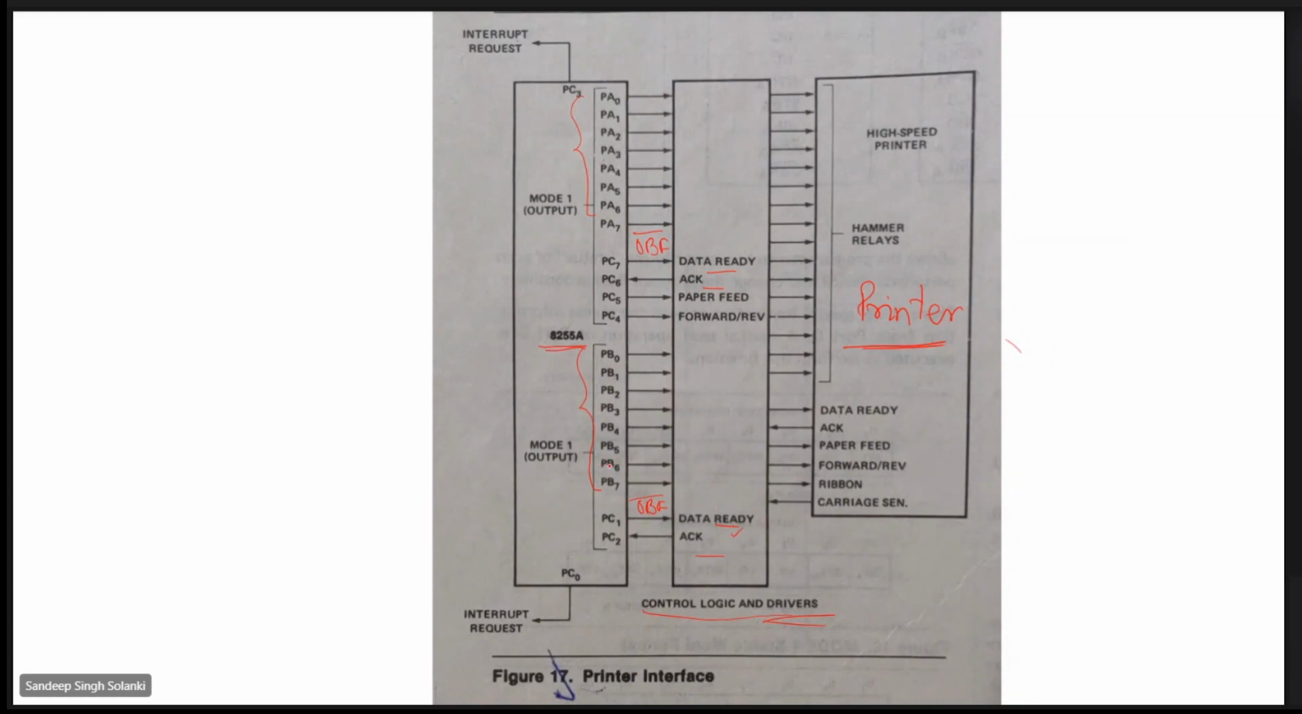So it attempts the reading, and with its attempt it sends the acknowledge that I have read the data. Then again the 8255 will tell the processor that now my ports are free. You can attempt to write the next data. Clear? And you can see here interrupt request.